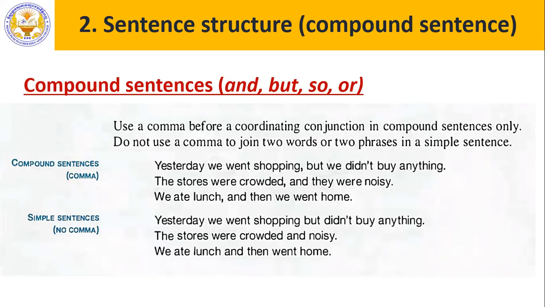But down here, they are simple sentences. Yesterday we went shopping but didn't buy anything. This is a simple sentence, alright? The stores were crowded and noisy. This is a simple sentence. There is no second subject, only another verb. There is only one subject and verb here. We ate lunch and then went home. You see, even though we use the coordinating conjunction and, it is not to join two simple sentences. This is only one simple sentence. No need for a comma.